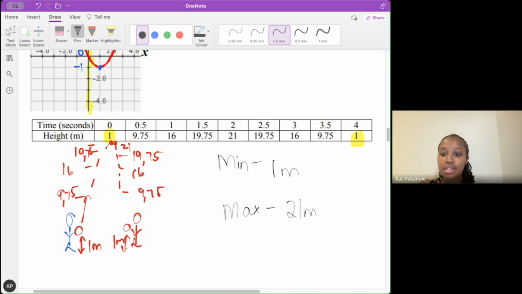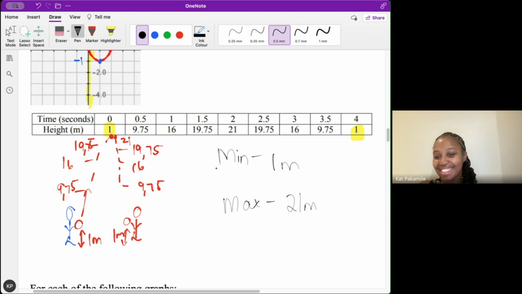Okay. Do we understand the differences between minimum and maximum of a graph? Can I have a thumbs up or a thumbs down? Nice. Yeah, the thumbs ups all exploded, so I can't tell who didn't do it and who did. They just keep exploding.